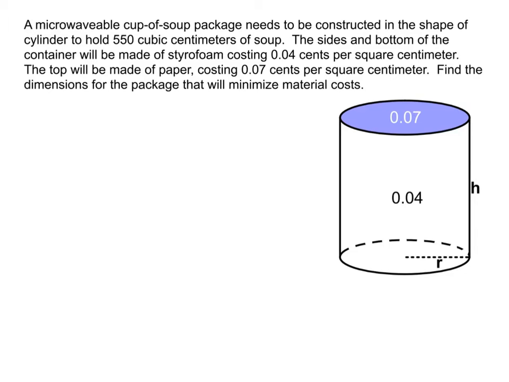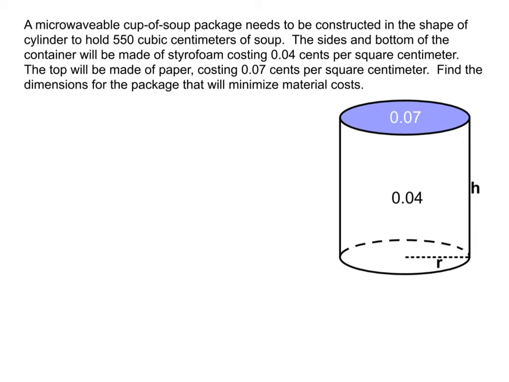And I'm going to go ahead and label it with what I'm using as my variable names. So you'll see I'm using H for the height of my cylinder and R for the radius of my cylinder. And then I also labeled on here two numbers. Now those two numbers are so I can keep track of what else is going on in this problem. That's the cost per square centimeter for each of those parts. The last piece of information that I'd like to write over here as well is the other number that we are given here, the 550 cubic centimeters of soup.